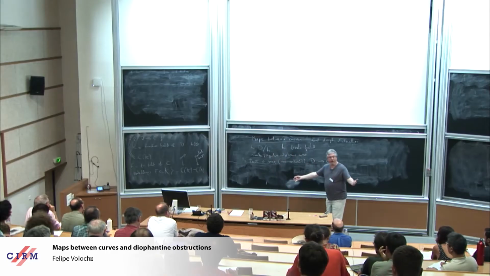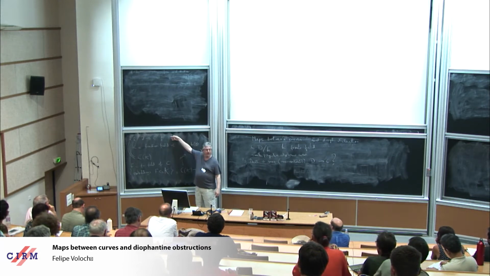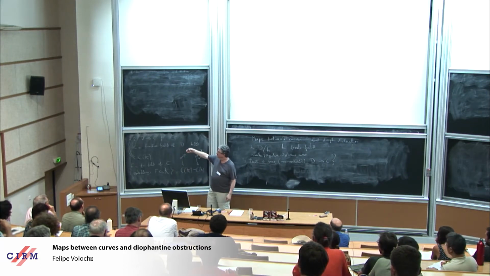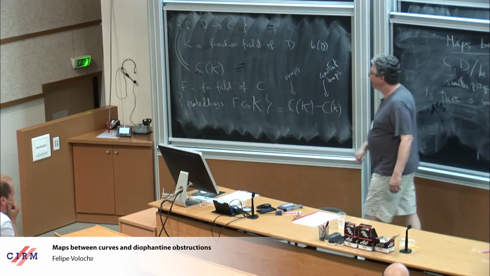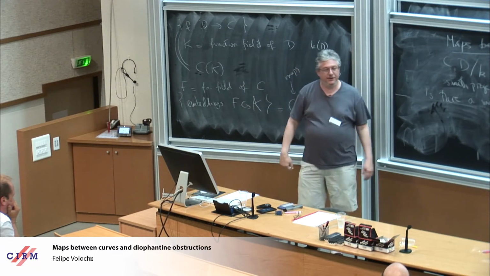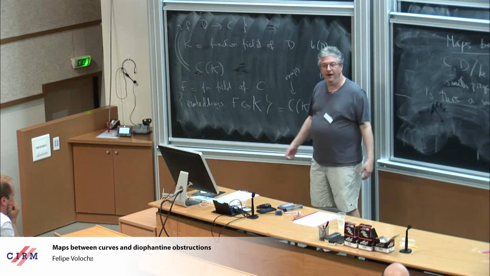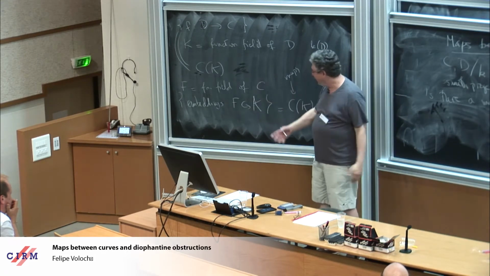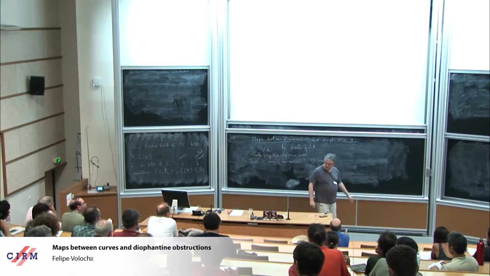So depending on your tastes, you can think of this question as a question in algebraic geometry, maps between curves. If you're maybe a number theorist or a diophantine geometer, you can think of K-valued rational points on C. And if you prefer to think about function fields and you're an algebraic number theorist or something like that, then you might want to think of it in terms of embeddings from F to K.